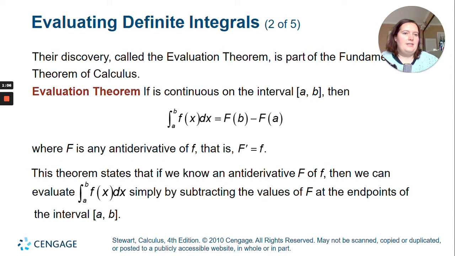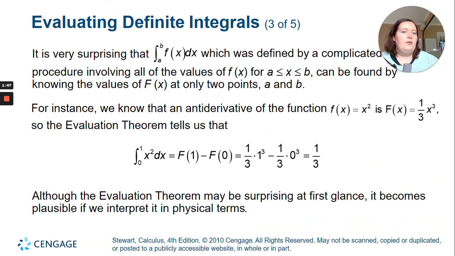So what he realized is that if capital F is any antiderivative, doesn't matter what antiderivative you're using, then you can evaluate the definite integral by evaluating the antiderivative at b minus the antiderivative at a. Basically, if you're doing a definite integral, you're first going to figure out an antiderivative of this little function f. Figure that out, plug in b, plug in a, and subtract.